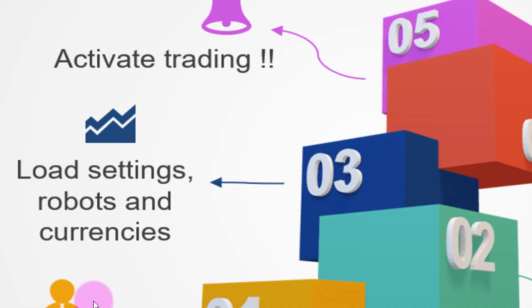Okay, so what we've done so far, we've started with a plan. We've loaded the accounts in the platforms. We've loaded the settings and the robots and the currencies in. We haven't done the management system, and as I've explained earlier, we will do that as a separate video. It can be done after you've gone live, so that's no problem. And now the last step is to activate trading, and I'm going to actually do that right now.